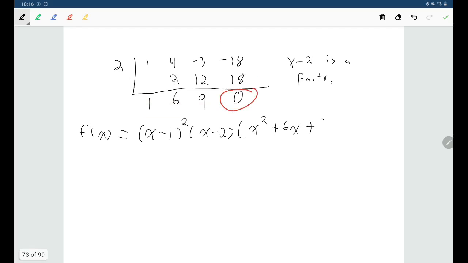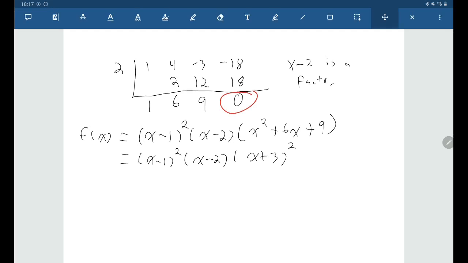And that factors nicely. If you're looking for numbers that multiply to 9 and add to 6, it's 3 and 3. So actually, this factors out as x minus 1 squared, x minus 2, and x plus 3 squared. Okay, so we've got almost everything that we need. So let's just finish off getting our ideas here together.